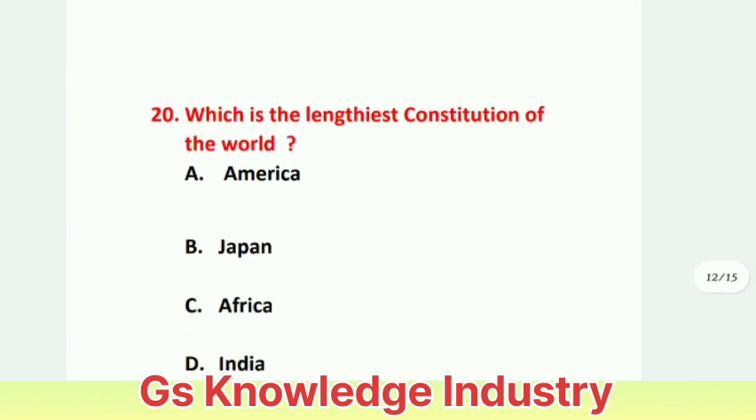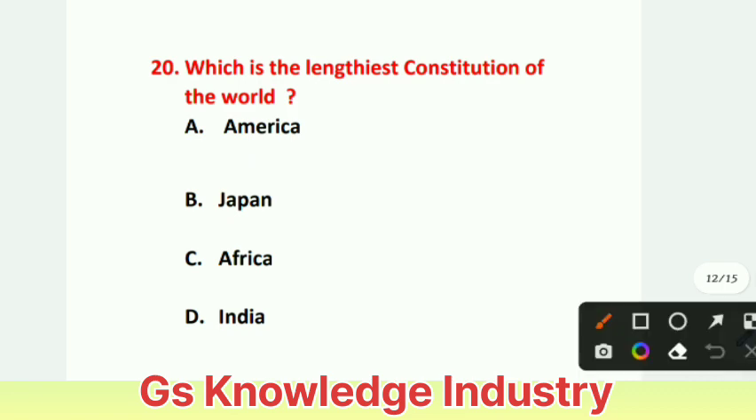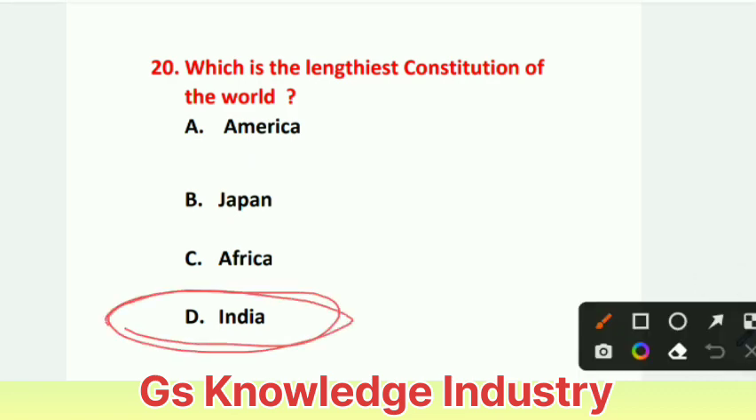20 number question. Which is the lengthiest constitution of the world? Option A, America. Option B, Japan. Option C, Africa. Option D, India. Here the right answer is option D. India has the lengthiest constitution in the world, right?